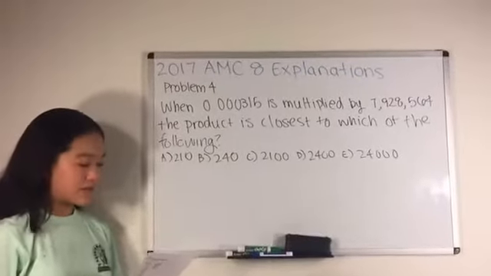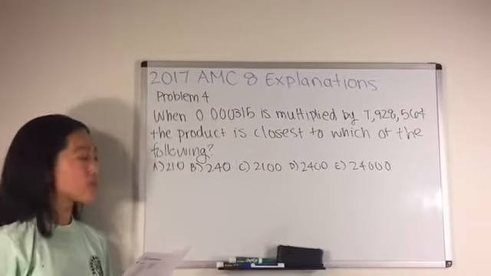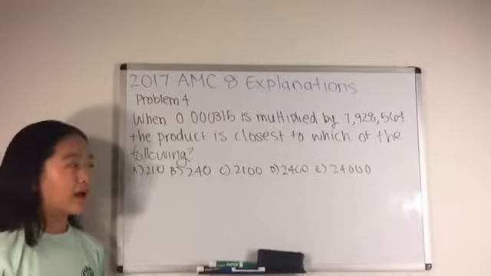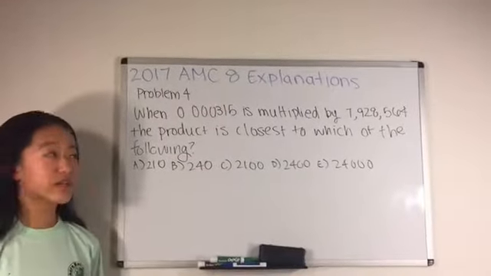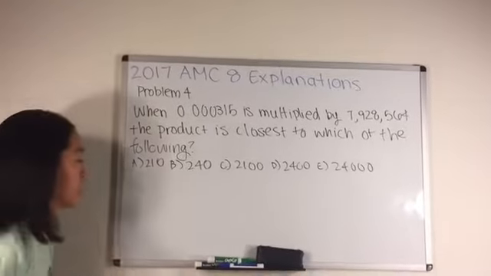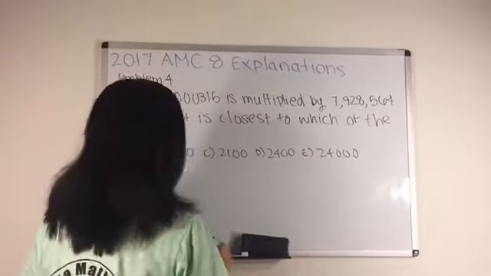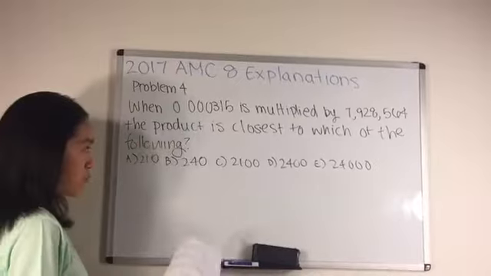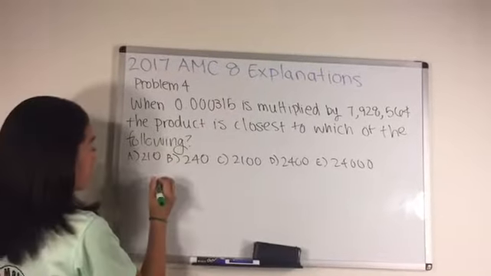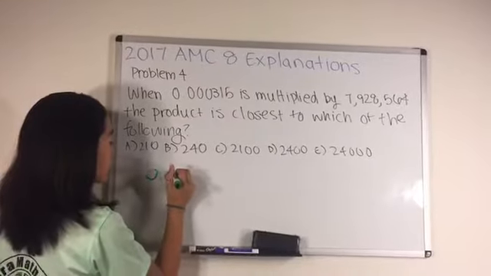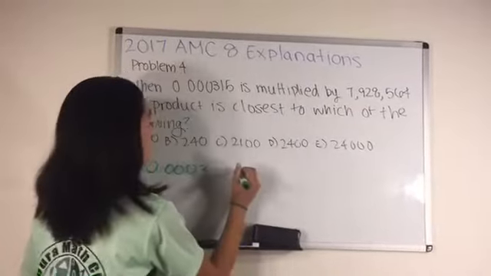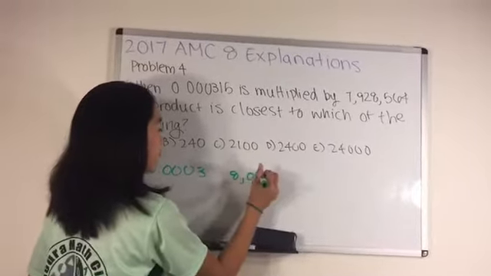Problem number 4 states, when 0.000315 is multiplied by 7,928,564, the product is closest to which of the following? In order to solve this, we should first take a look at the decimal places. We could easily round this decimal to 0.0003, and this number to 8 million.